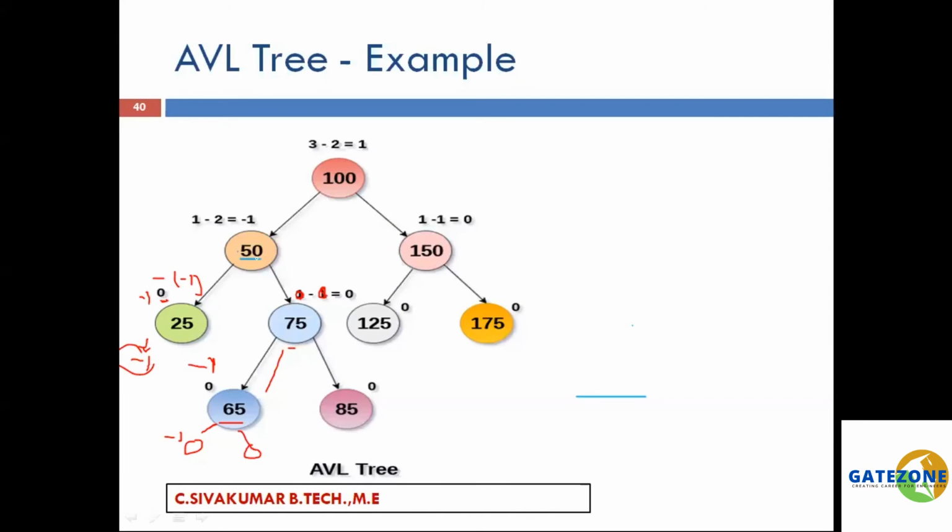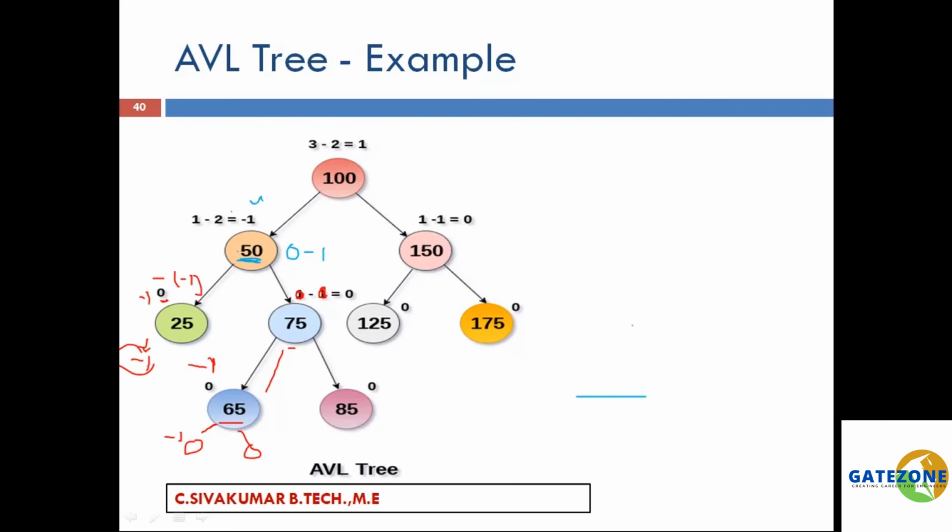So here, if you take this 50, how can we calculate the balance factor? Height of 25 minus height of 75. Is it correct? Yes, sir. So what is the height of 25? 0. What is the height of 75? 1. Yes, 0 minus 1 is -1.